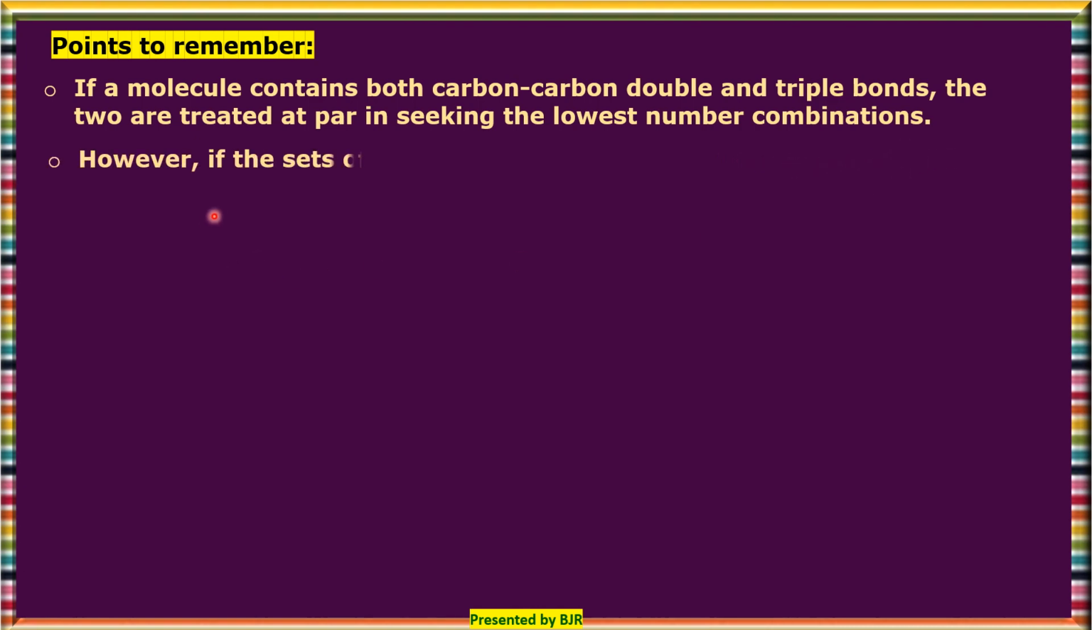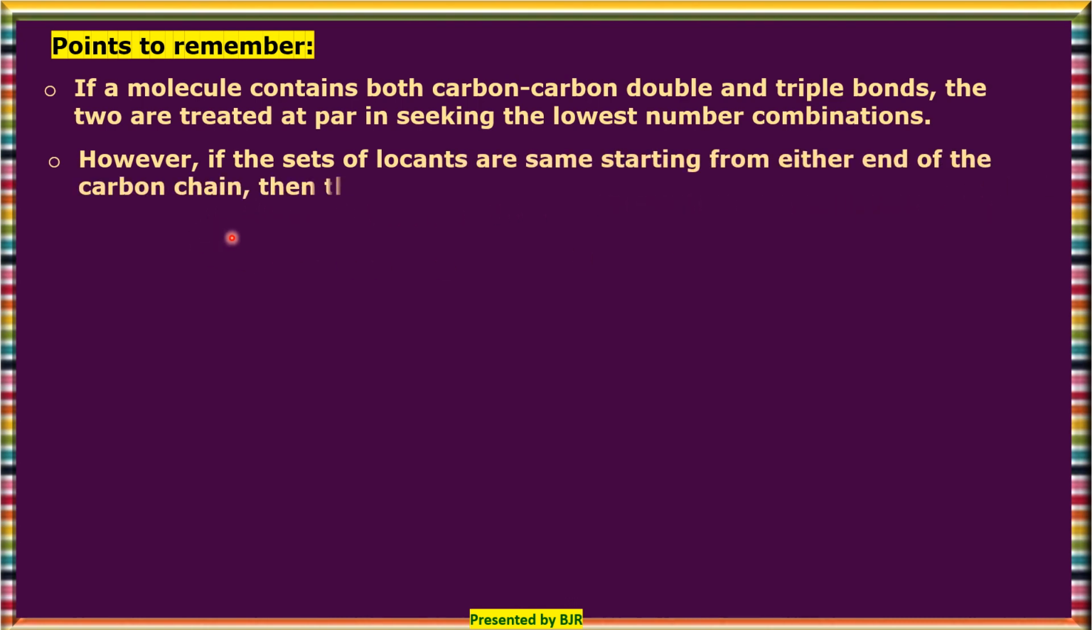However, if the sets of locants are the same starting from either end of the carbon chain, then the lowest number is given to the carbon-carbon double bond. That means if a molecule contains both double and triple bonds without functional groups, and while numbering the carbon chain, the two sets of locants are the same starting from either end, at that time double bonds are given priority over the triple bonds. That means the lowest numbers possible are given to the double bonds rather than triple bonds.